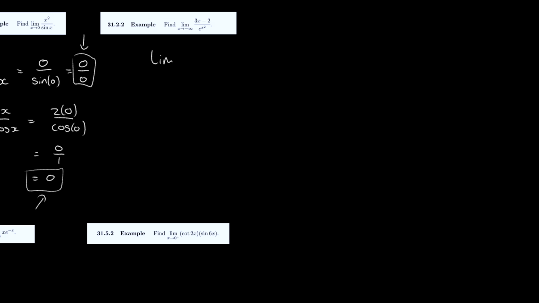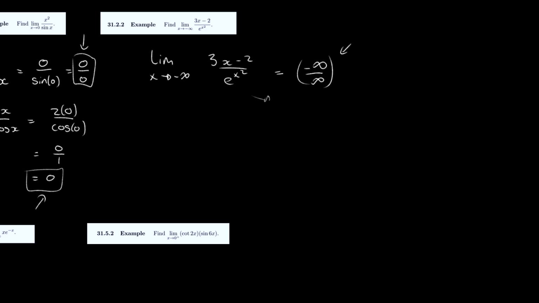In this case, we have the limit as x approaches negative infinity of 3x minus 2 over e to the x squared. Okay, so if I substitute negative infinity here, I get infinity over infinity. The top will be negative, and the bottom will be positive, so this is going to be negative infinity over positive infinity. So we can then apply L'Hopital's rule.